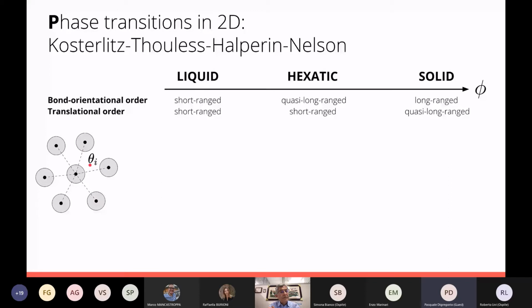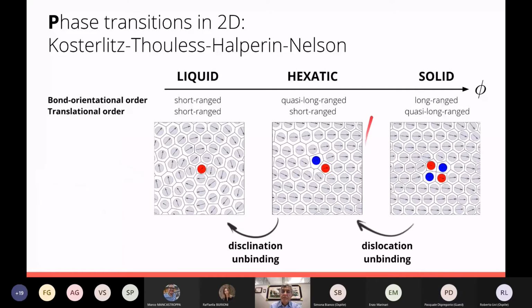So as you all know, in a 2-dimensional system of disks, the structure of the ordered phase is the one where all the disks are placed over, let's say, the vertices of a triangular lattice. So in this case, concerning this bond orientational order, we will talk about hexatic order. As I was saying, the route of the melting from the solid to the liquid goes through this intermediate hexatic phase.